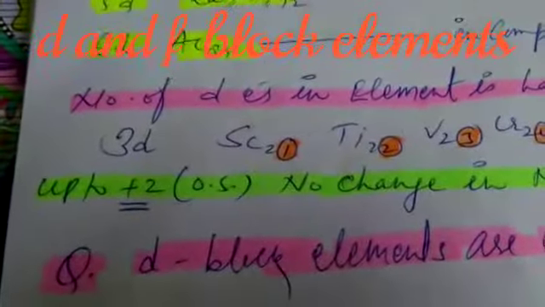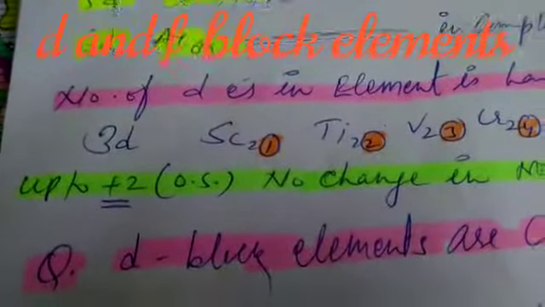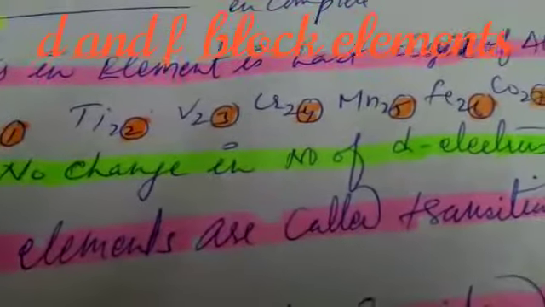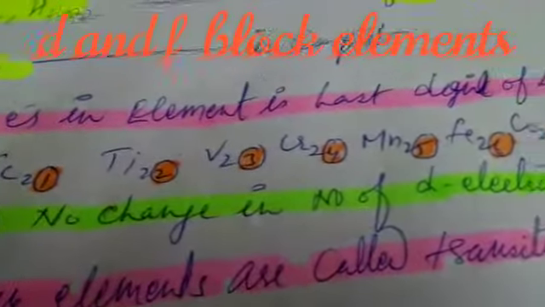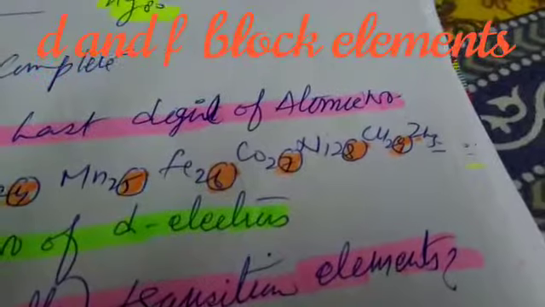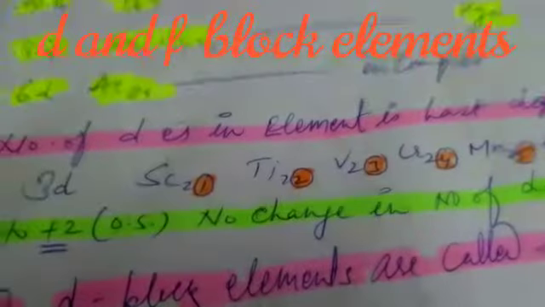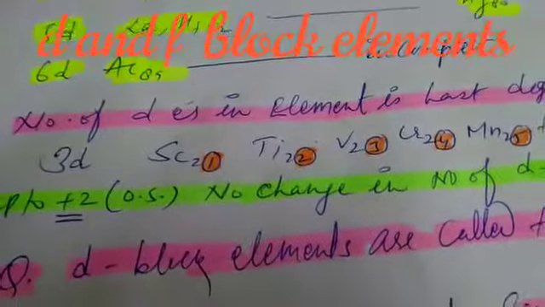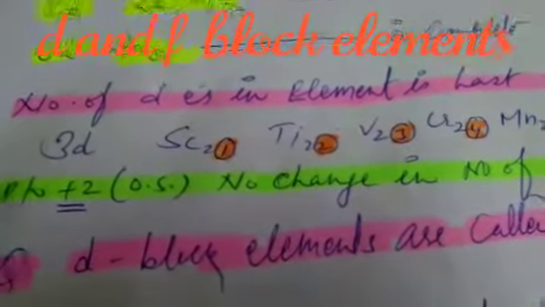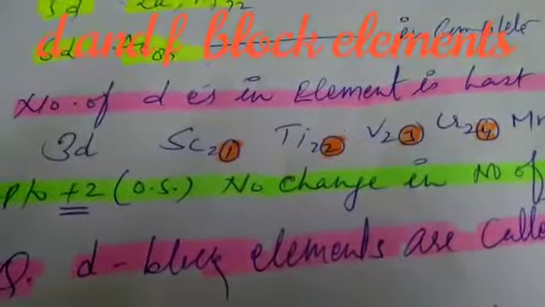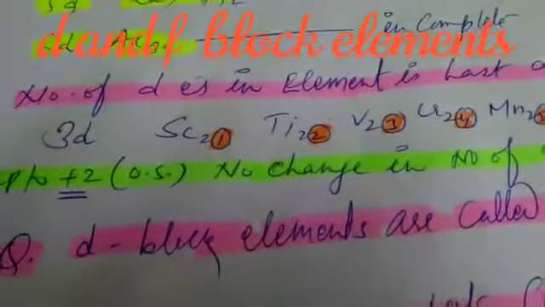Now, one fact is that up to the +2 oxidation state, there will be no change in the number of d electrons. So, scandium +2, titanium +2, vanadium +2, chromium +2, manganese +2, iron +2, cobalt +2, nickel +2, copper +2 and zinc +2, there will be no change in the number of d electrons. If the oxidation state increases further, if we go from +2 to +3, then the number of d electrons will decrease.